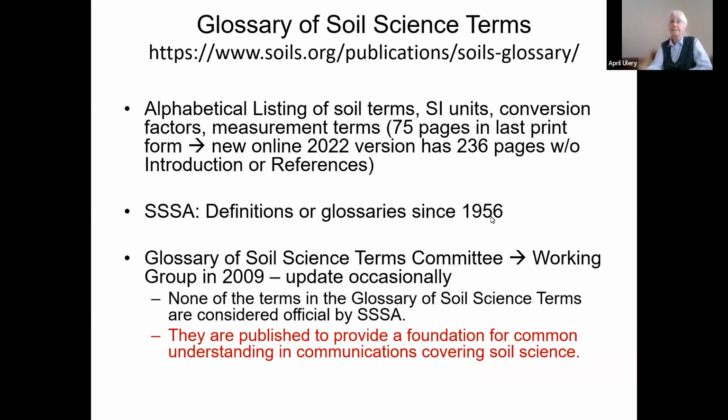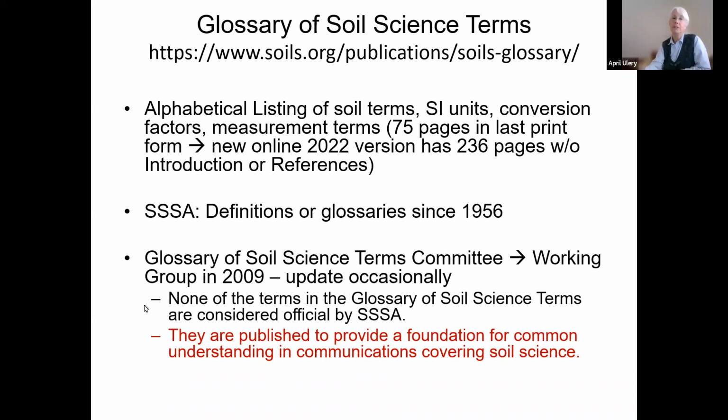But the Soil Science Society of America has had definitions or glossaries provided for their members since at least 1956. So what is this resource? It's just a glossary, a simple dictionary, not one that has the etymology and all of the interesting history of the words that I find fascinating. But it does have a lot of still obsolete terms in it, which is kind of fun to find. We haven't just thrown out all of the old terms just because they're no longer supported or used in publications.